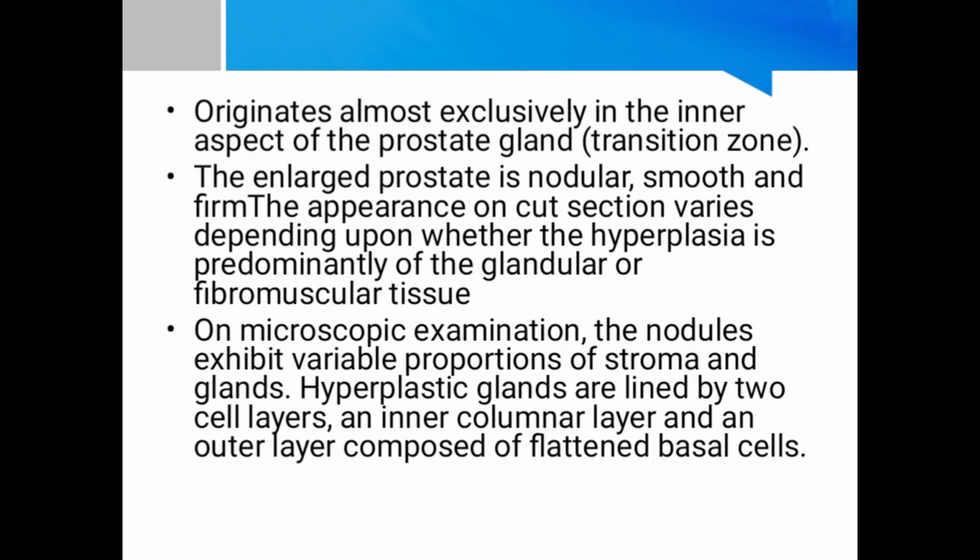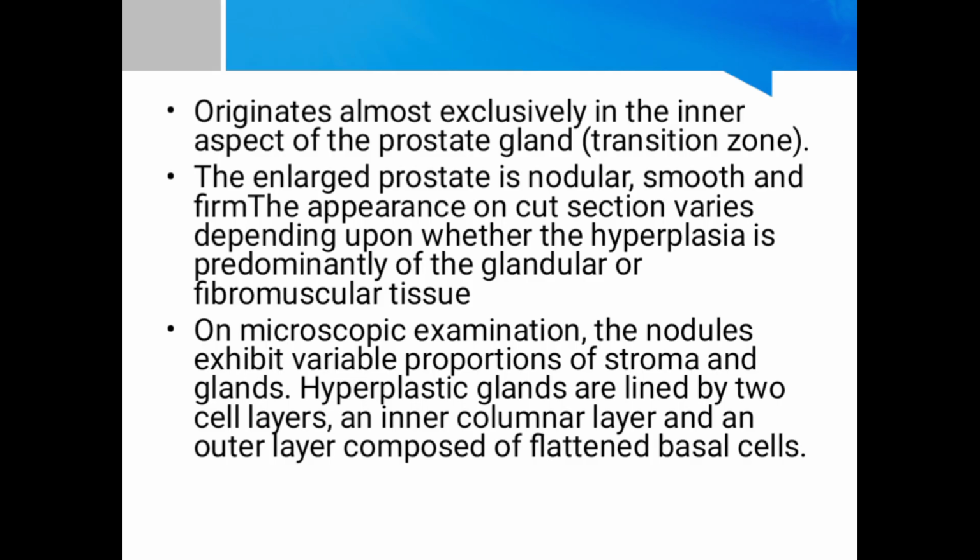The appearance on cut section varies depending upon whether the hyperplasia is predominantly of the glandular or fibromuscular tissue. According to that, there are differences in the histology, in which the proliferation is more in either glandular pattern or fibromuscular tissue. On microscopic examination, the nodules exhibit a variable proportion of stroma and glands. From the name, there is hyperplasia in the stroma and hyperplasia in the glands.